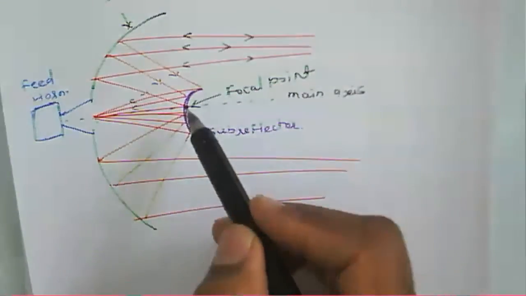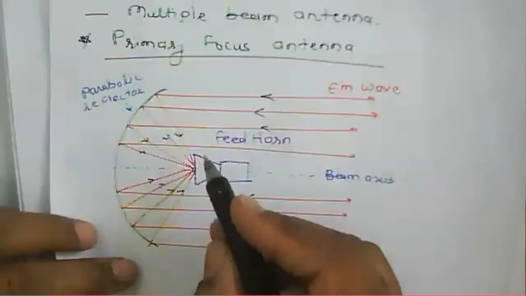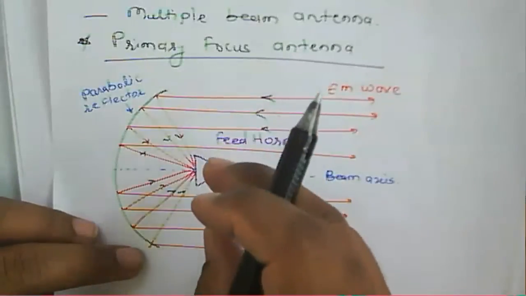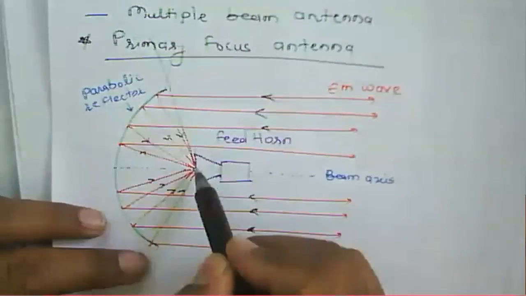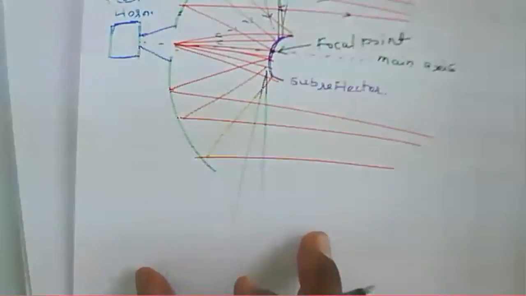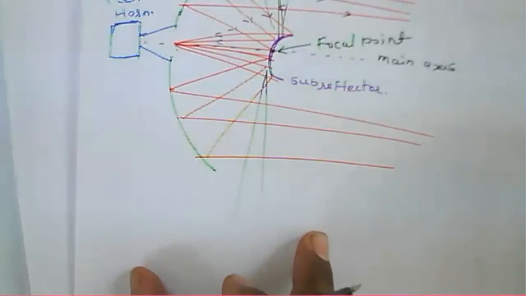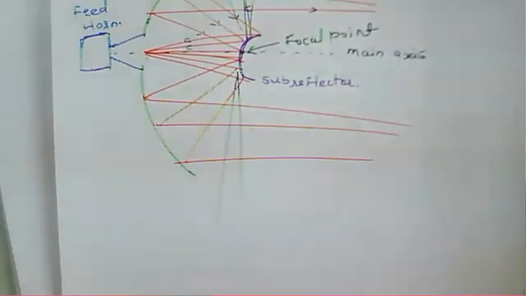But this sub reflector as well as this particular feed horn antenna act as a blockage here. So that's why some spillover will reach. This is nothing but spillover because of this sub reflector, and the spillover acts as noise for this reflector. That's all about this Cassegrain horn antenna.